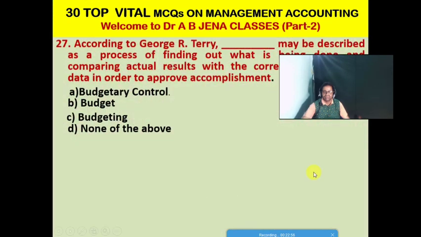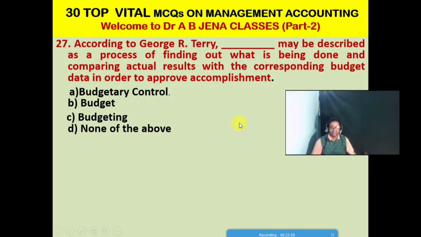So next one MCQ. According to George Terry, which one may be described as a process of finding out what is being done and comparing actual results with the corresponding budget data in order to approve the accomplishment? A, it's budgetary control. B, it's a budget. C, it's a budgeting. D, it's none of the above. Friends, so A is the right option for this MCQ.